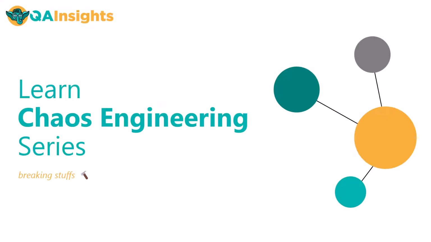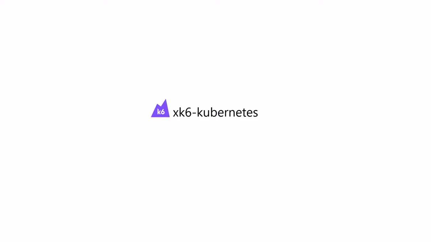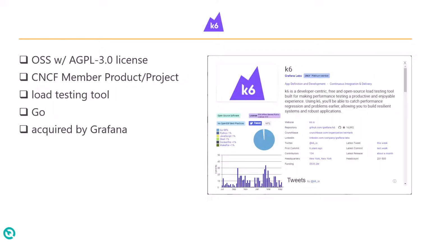Welcome to Learn Chaos Engineering series. In this episode, we are going to see how you can leverage K6 to inject some faults to your Kubernetes cluster. As you know, K6 is a free and open source load testing tool, comes with AGPL 3.0 license, and it is a CNCF member project. It is written using Golang and recently got acquired by Grafana.